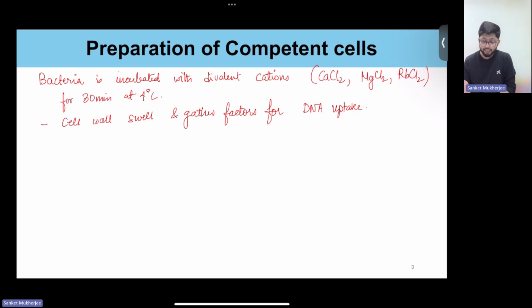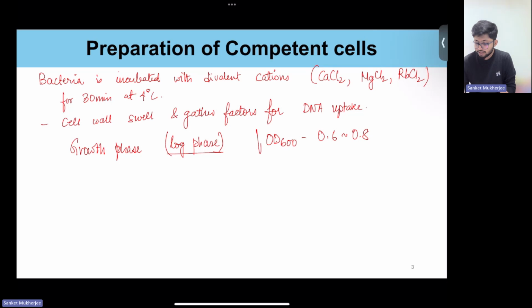DNA uptake in a bacteria is more at its growth phase, which is essentially the log phase. So whenever we try to prepare the competent cells, we keep the OD600 around 0.6 to 0.8, because this is the point at which the bacteria is in its log phase. Here it is more competent.